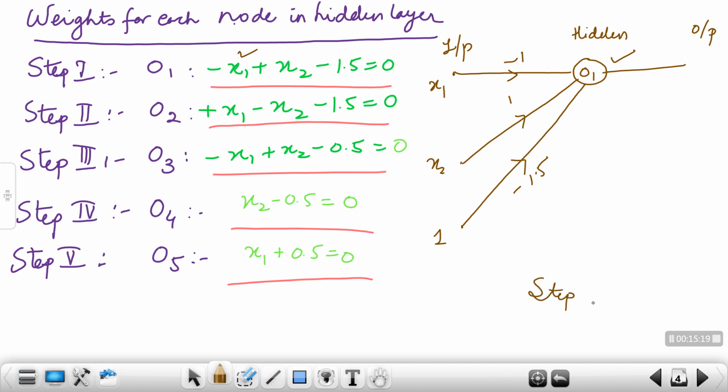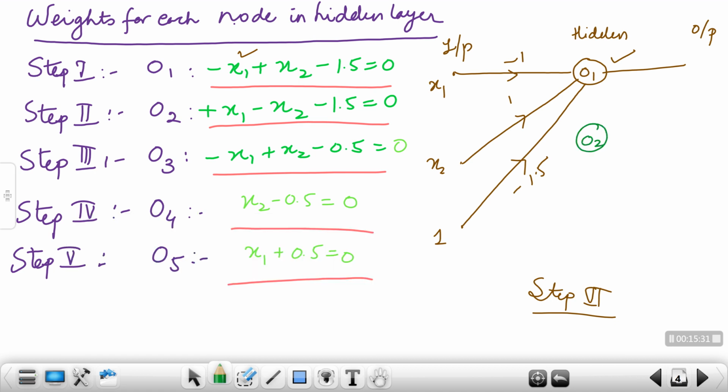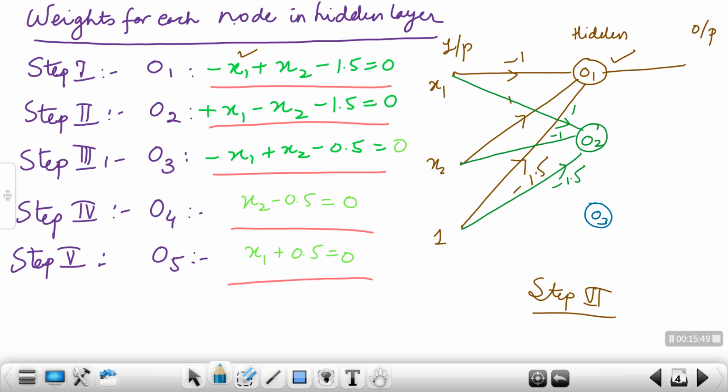Now, this is the step 1 network. In step 2, another hidden node gets added to this network, and that is named O2. I connect x1, x2 and the bias depending upon these weights: 1, -1 and -1.5. Similarly, in step 3, another node is added, which is O3. Again, I give the weights: -1, +1 and -0.5. And similarly, we have to do this for step 4 and step 5.